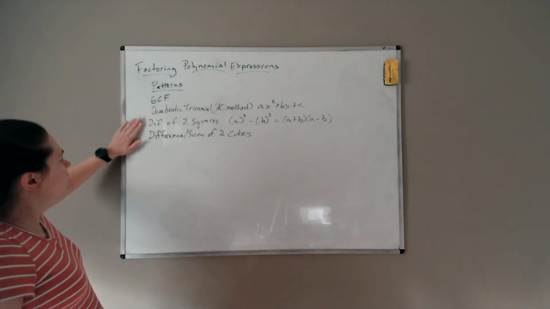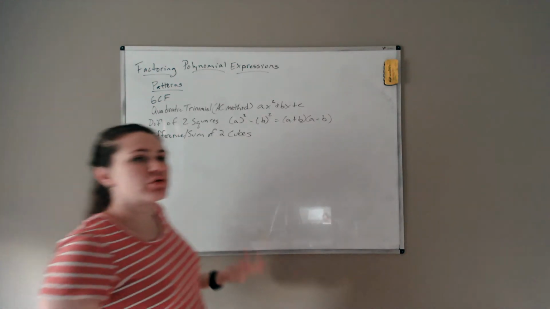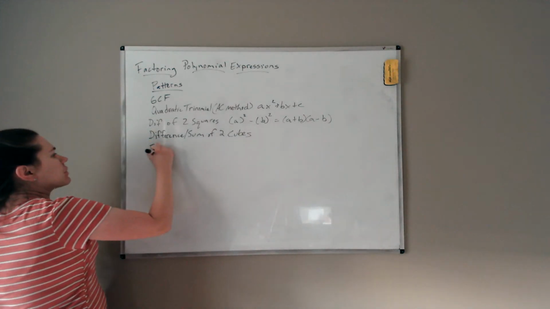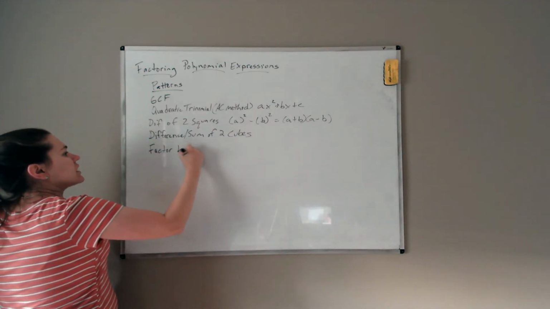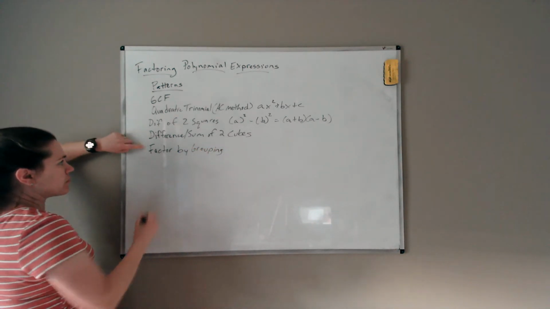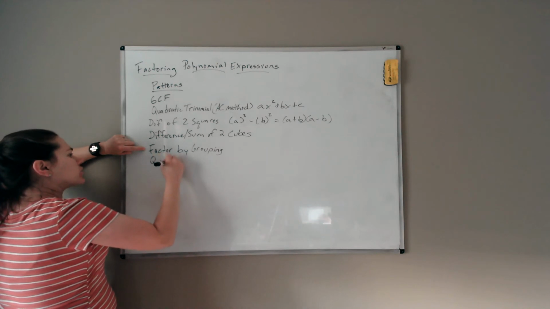Okay, so not only do you have a difference of two squares, you actually have a difference of two cubes and a sum of two cubes. We have factor by grouping, which you actually do inside of the AC method. You do factor by grouping. And then something called quadratic form.